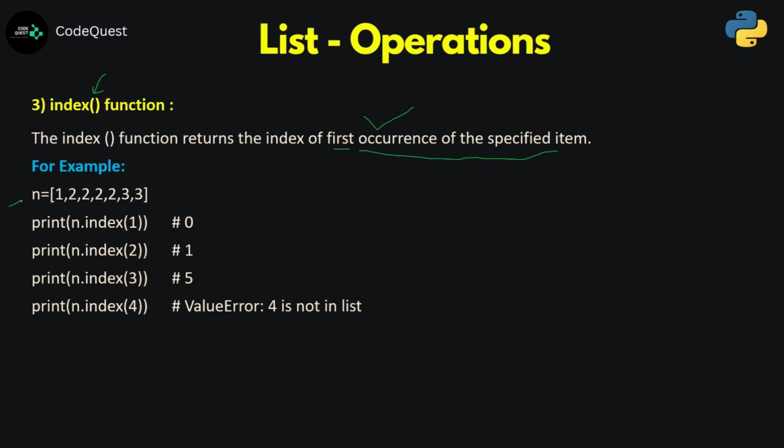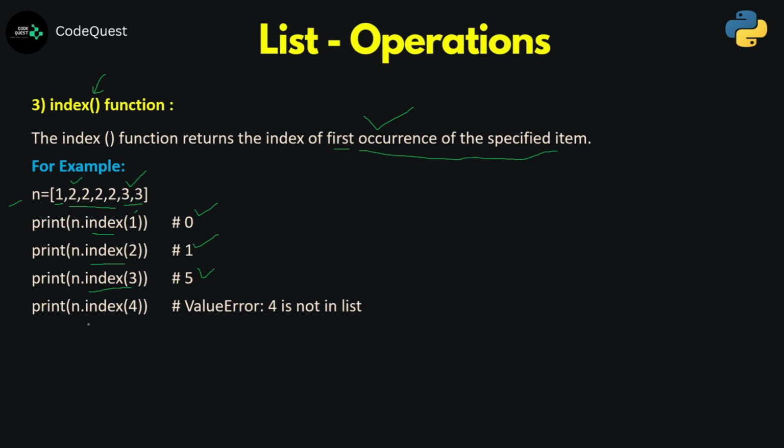We have taken a list that is n holding a set of elements. Now when I'm trying to find out the index of 1, as you can see in this entire list, 1 is appearing here, whose index is 0. Now if I check the index of 2, 2 is occurring multiple times here. Almost 4 times it is available. But when I'm applying index on this 2, the item 2's first occurrence is here, whose index position is 1. Now similarly, when I'm finding the index of 3 here, again 3 is also occurring twice. So its first occurrence is somewhere here, whose index is nothing but 5.